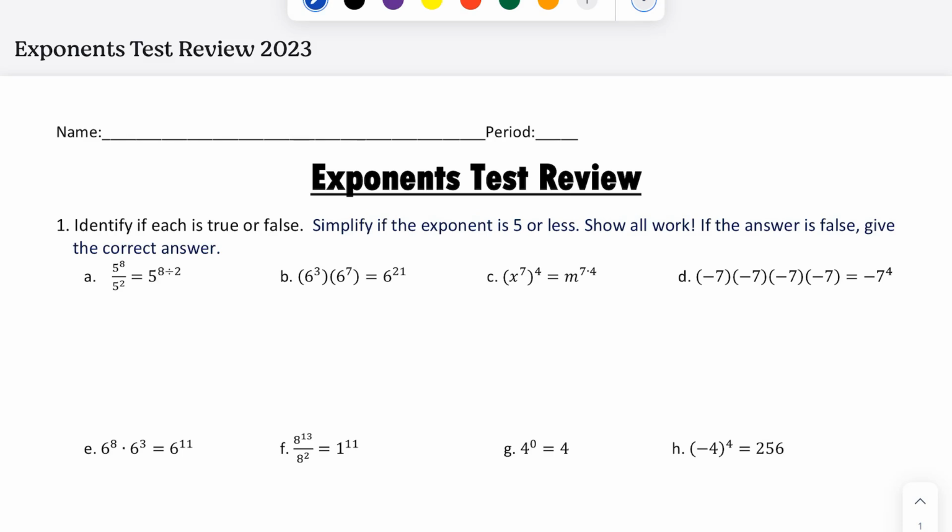So the review on here wants you to identify if it's true or false, then simplify if the exponent is 5 or less, and then show all work. If the answer is false, give the correct answer.